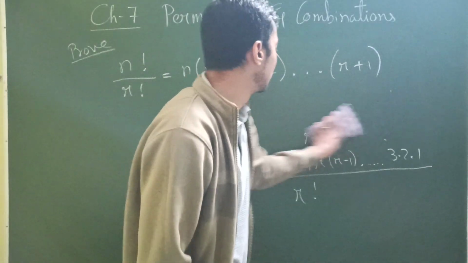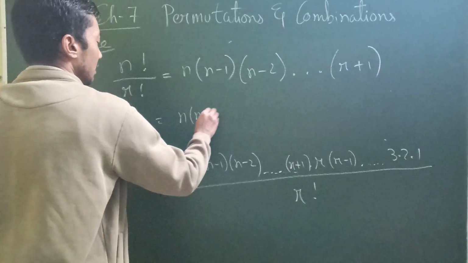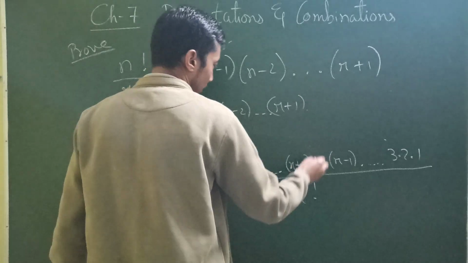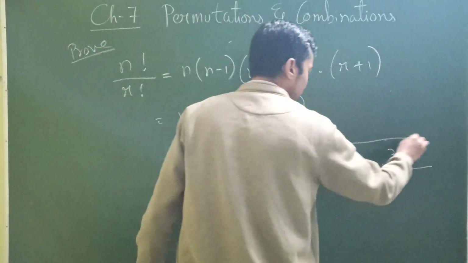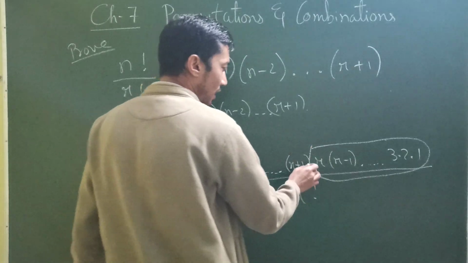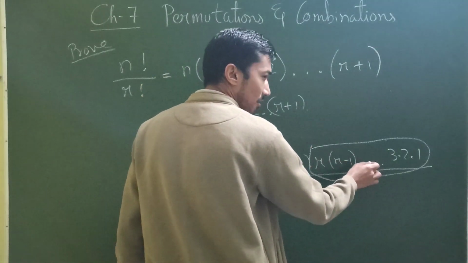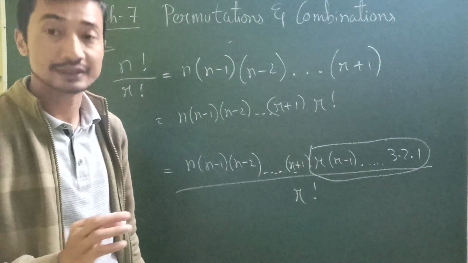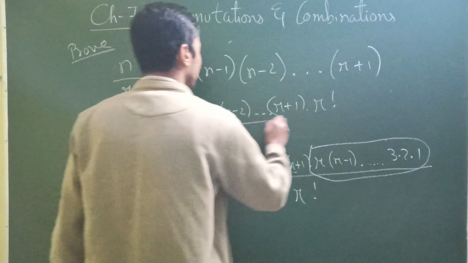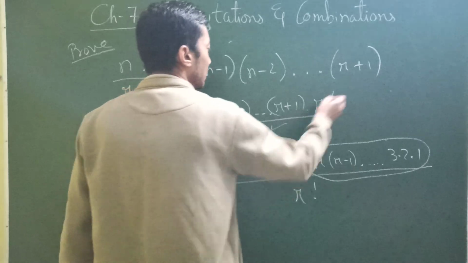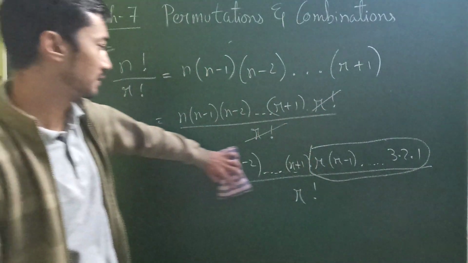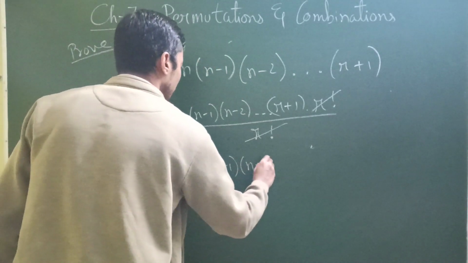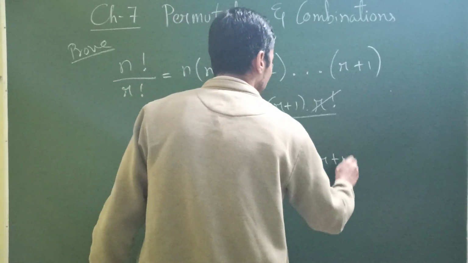So now what I can do is write n into n minus 1 into n minus 2 dot dot dot r plus 1. But this remaining value is again the expansion of r: r, r minus 1, r minus 2, r minus 3 dot dot dot 3, 2, 1. That means I can just write this as r factorial. Divided by r factorial, I can cancel these two values, and once I do that, I have the proof. That is n, n minus 1, n minus 2, dot dot dot, r plus 1.